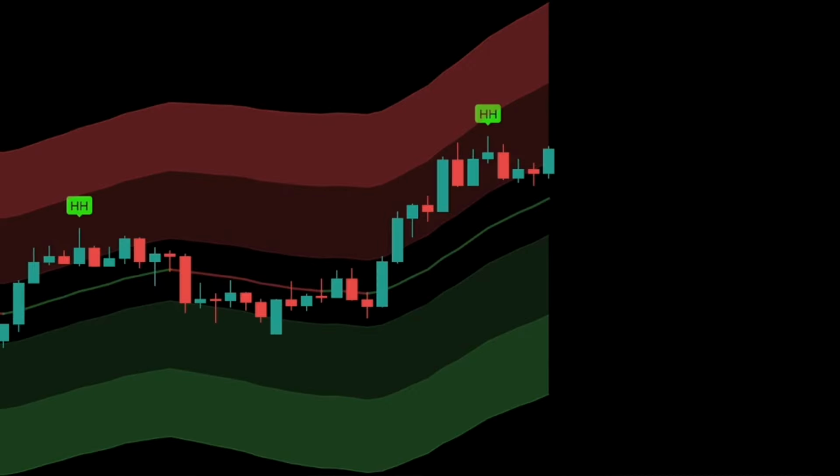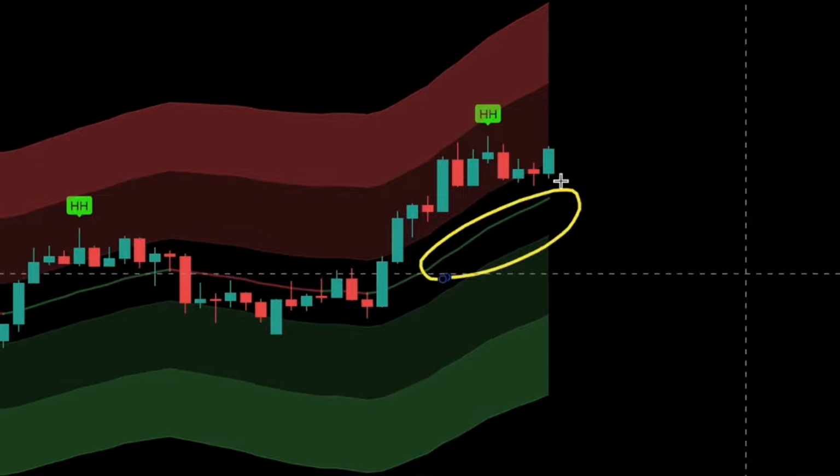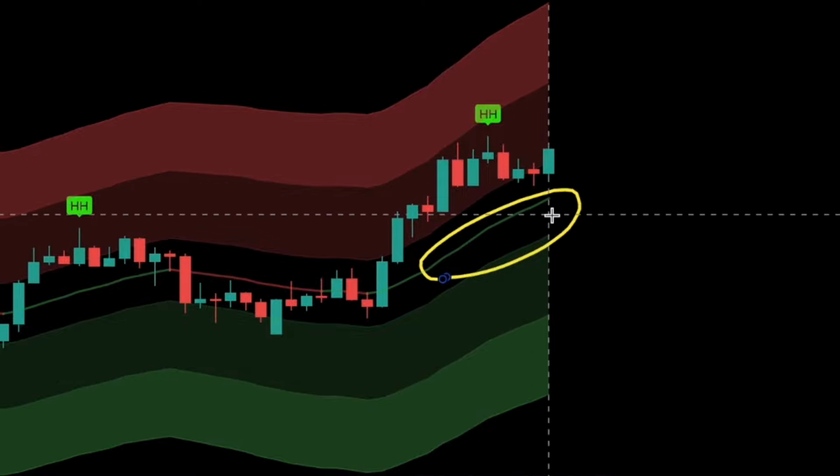For a long trade, the conditions are: the Nadaraya-Watson baseline must be green. The price action must be above the green line. The price action must make a pullback into the baseline without crossing and closing below the green line.